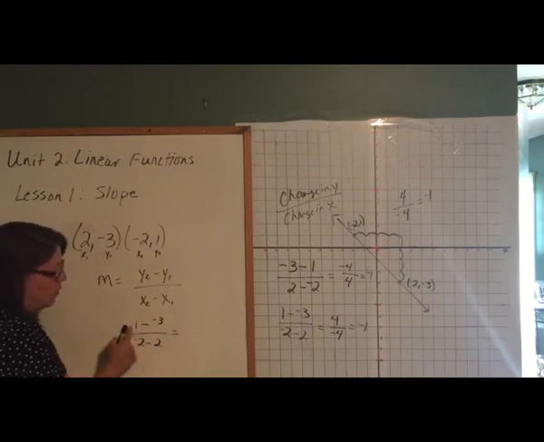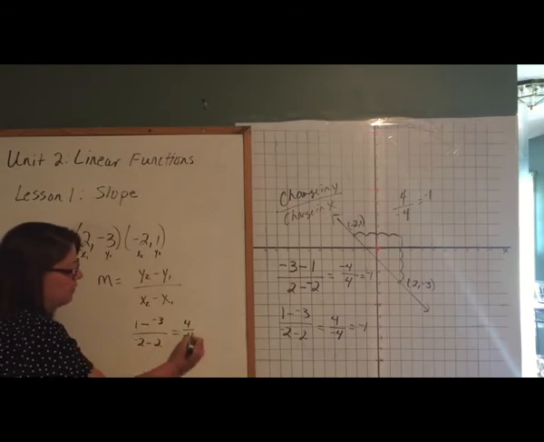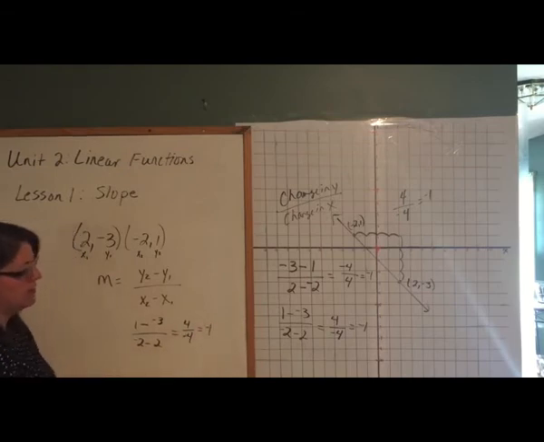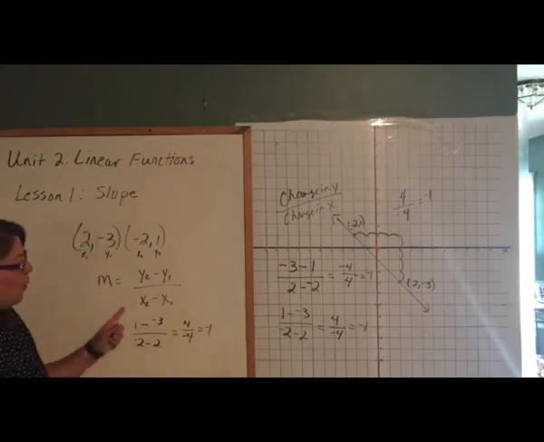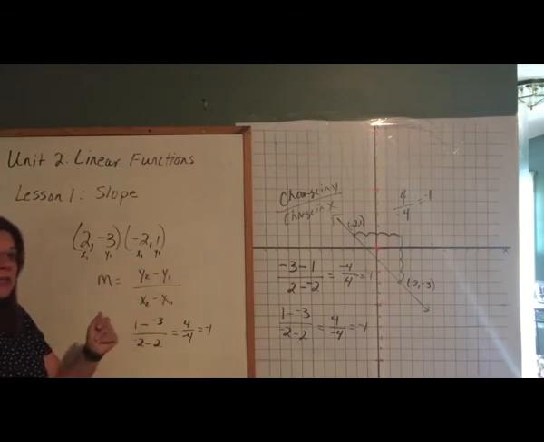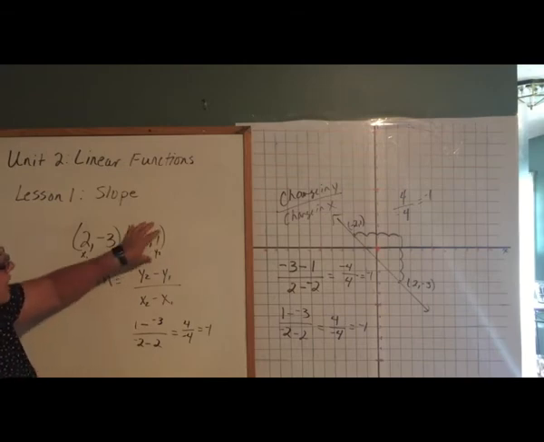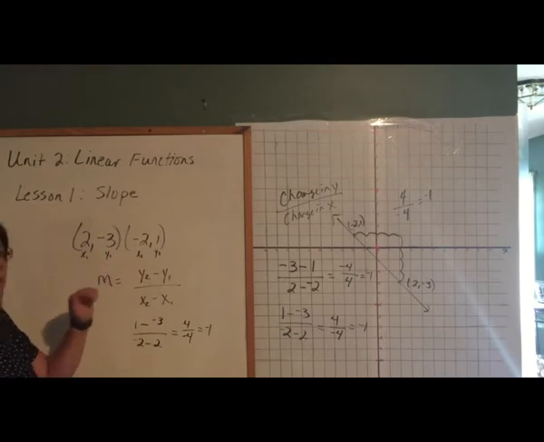And I simplify. 1 minus negative 3 is 4. Negative 2 minus 2 is negative 4, leaving me with negative 1. So it's the same thing that we did here, okay? It's just showing you why it works as a formula. This is a formula you need to commit to memory. Now, it doesn't matter if you start with the second point or the first point. You could start and do negative 3 minus 1 over 2 minus negative 2, as long as you start with the same point on both the top and the bottom.